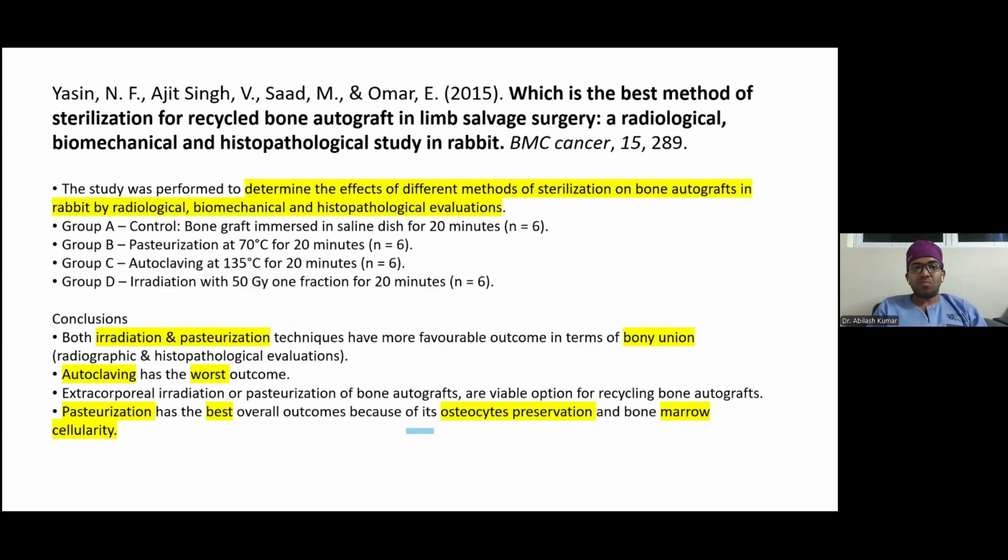Another study by Prof. Faisal and Prof. Vivek here looked at which is the best method of sterilization of recycled autograft in limb salvage surgery. So here we found out that irradiation and pasteurization have more favorable outcomes in terms of bony union. Autoclaving has the worst because of the high temperatures involved. Pasteurization has the best overall outcome in terms of osteocyte preservation and microcellularity.